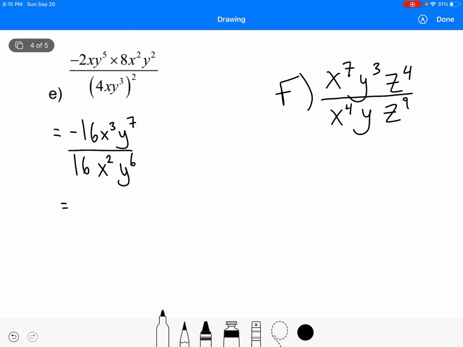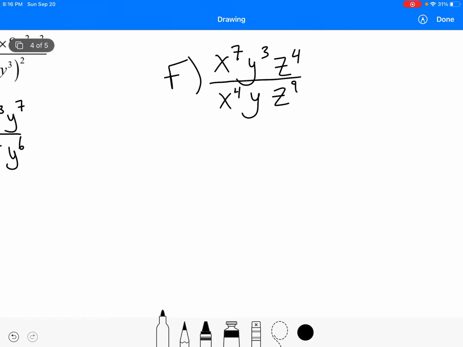And now we just have to divide the numbers. First it's going to be a negative. Negative 16 divided by 16 is negative 1, so we can just put that negative there. Then we're going to have 1x left and 1y, because 3 minus 2 is 1, 7 minus 6 is 1.